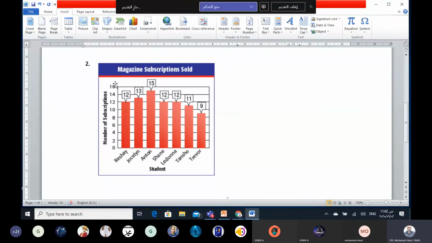Also, we have here a table. This is a paragraph. How to find the mean here? Yalla, start.